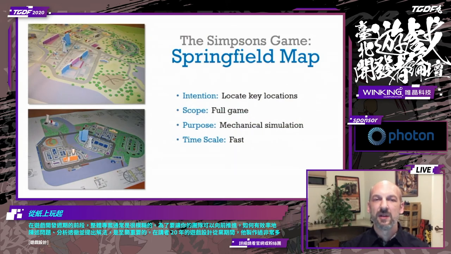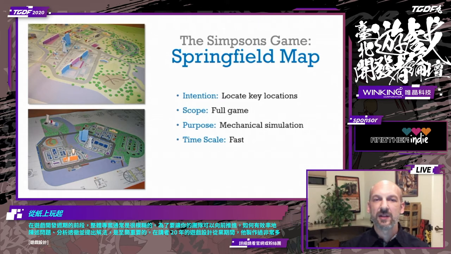As I mentioned, the original intention of this paper prototype was simple: figure out where all the main buildings would be located. The scope covered the entire game, because the city doesn't change as the game progresses. It's basically the same city at the beginning of the game as it is at the end. It was a mechanical simulation, not because we were trying to match actual gameplay, but we did want to precisely match the scale of the in-game city.